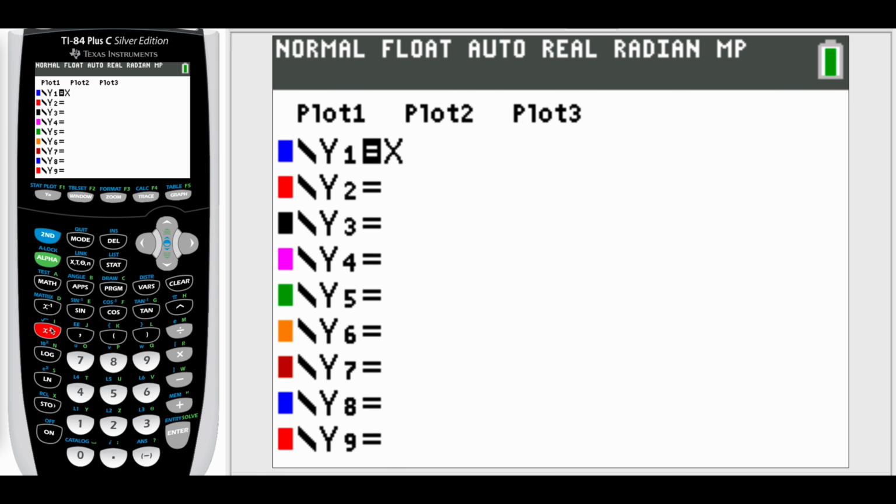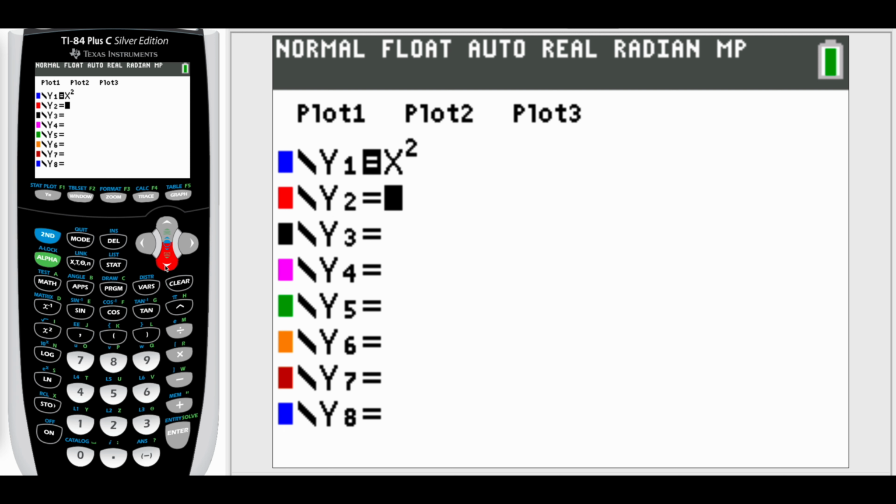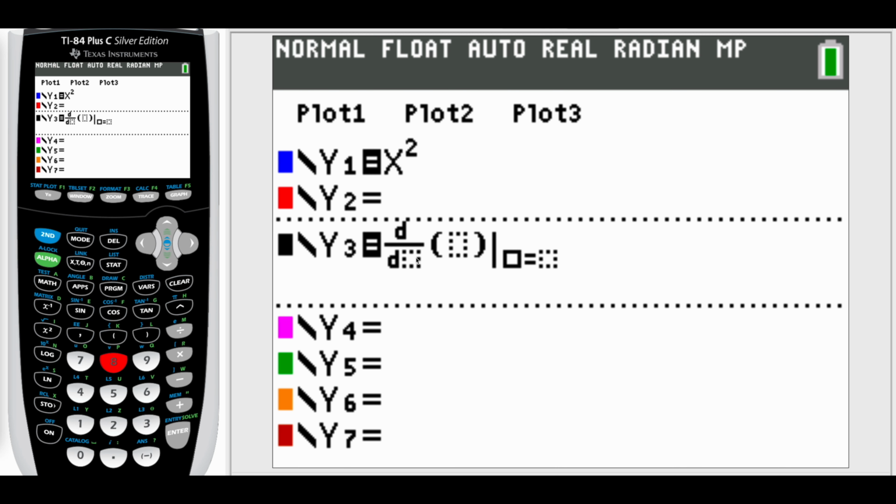x squared. And what I'm going to do is graph the derivative. I'm going to do it in y sub 3 here. What you can do, and this is kind of cool, you can hit Math 8, and we're going to do the derivative. So the derivative shows up here, the derivative operator, d over dx. We're going to do d over dx.